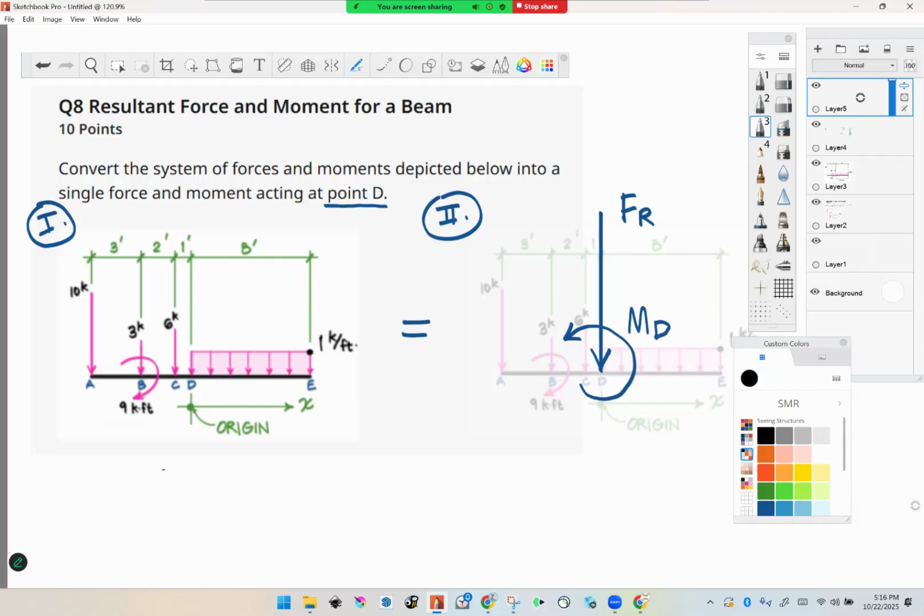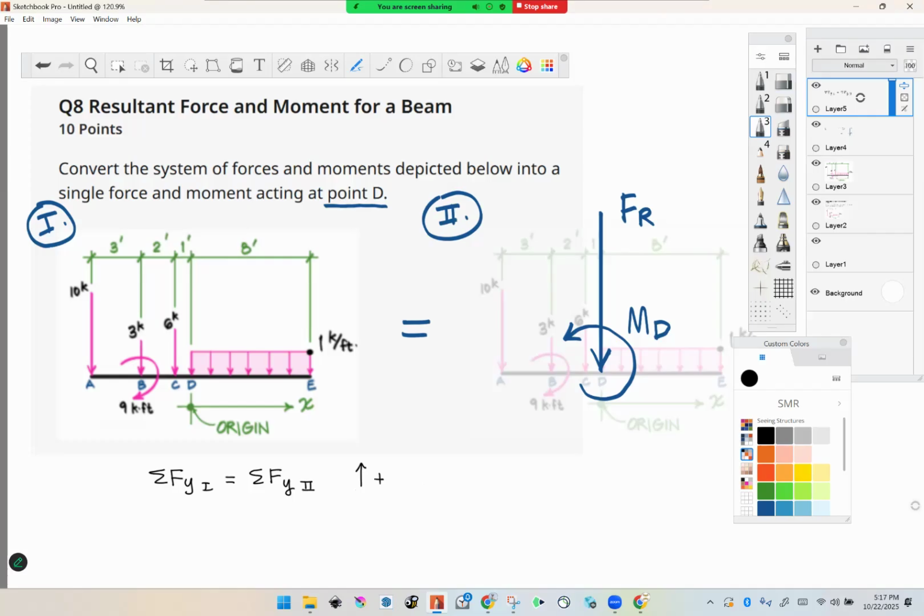The first one we need is that the summation of forces in the y direction in system 1 needs to match the summation of forces in the y direction in system 2. I can choose to do upward positive or downward positive. It could go either way, but just for the sake of being consistent in my teaching, I'll go ahead and do upward positive.